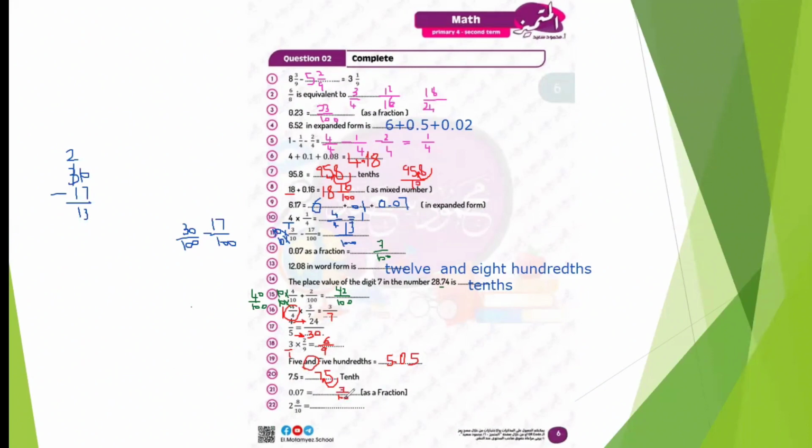22. 2 and 8 out of 10 is equivalent to what? We can divide up and down by 2. We have to be careful: when we simplify, we don't touch the whole number at all. I have to write it as it is. I can divide 8 by 2 equals 4 and divide 10 by 2 equals 5. The two numbers are even numbers, so I can divide both of them by 2.